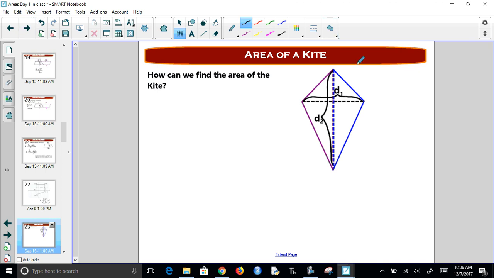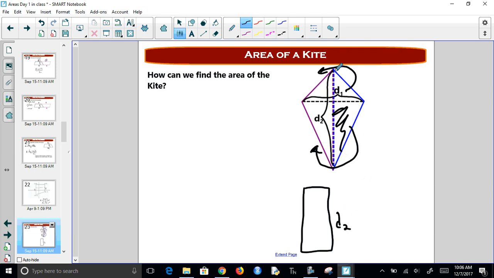The area of a kite. There's a couple different ways of doing this one as well. What I like to do is take this piece and put it there, take this piece and put it there, and now you have a rectangle where this length is your diagonal 2. That's that whole distance up here. The distance here is half of your diagonal 1, which is going to be the same thing here. So for the area of a kite, we just take half of diagonal 1 and then multiply it by diagonal 2, and we have a nice little formula for the area of a kite.